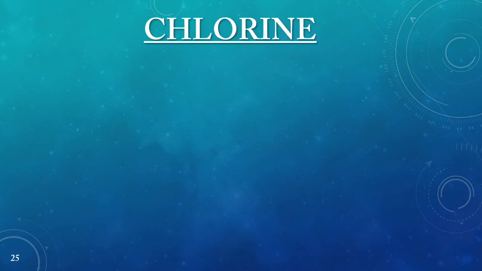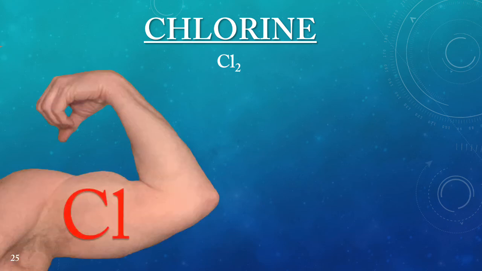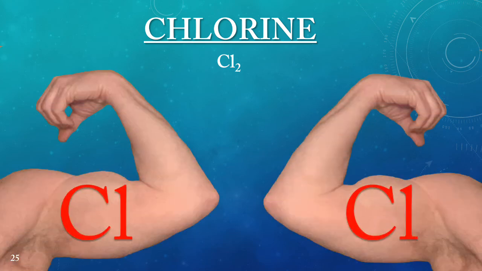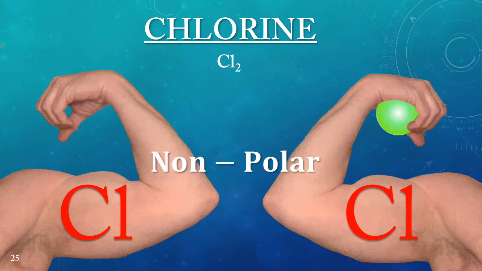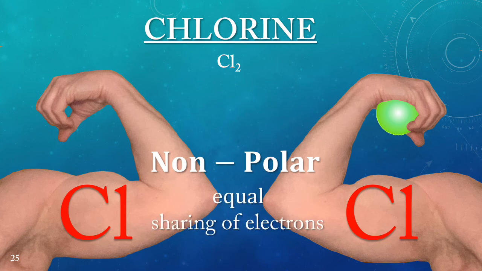Now let's go back to look at chlorine. Now this one's kind of interesting because we have chlorine on one side and chlorine on the other side, both very strong. And what they end up doing is they end up sharing that electron back and forth and back and forth. Okay, and that actually has a name too, and it's called nonpolar. Now, these are equal sharing of electrons.